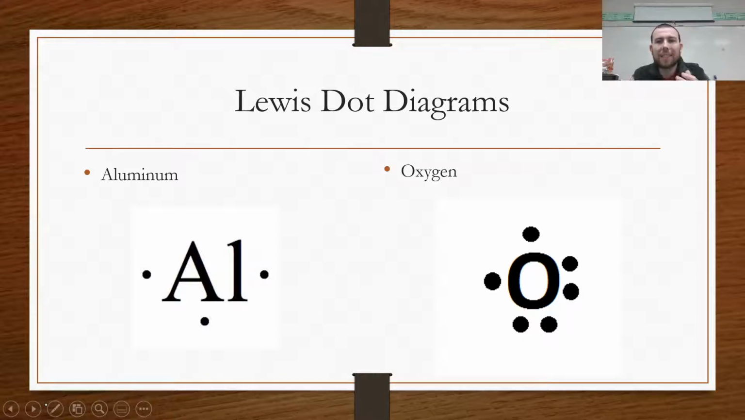Now, that gives you examples, but it doesn't tell you what you would have to do if you actually needed to go through and draw the Lewis dot diagram. So, let's take a look at this next slide.